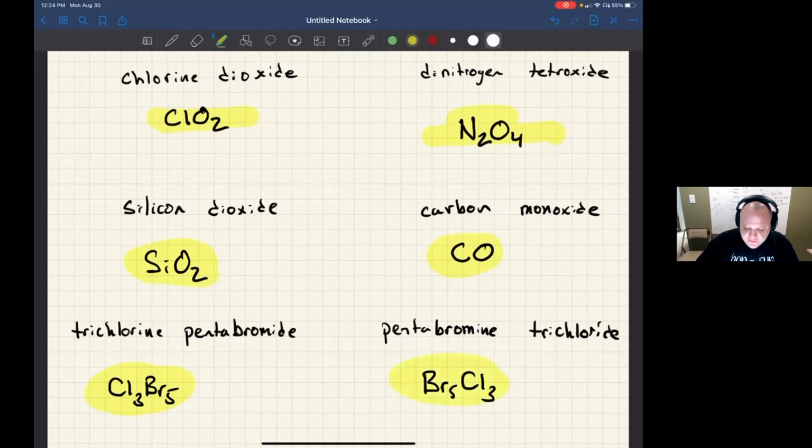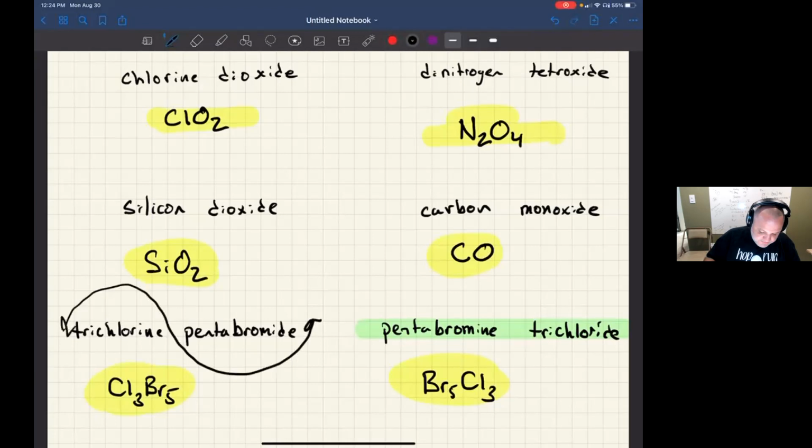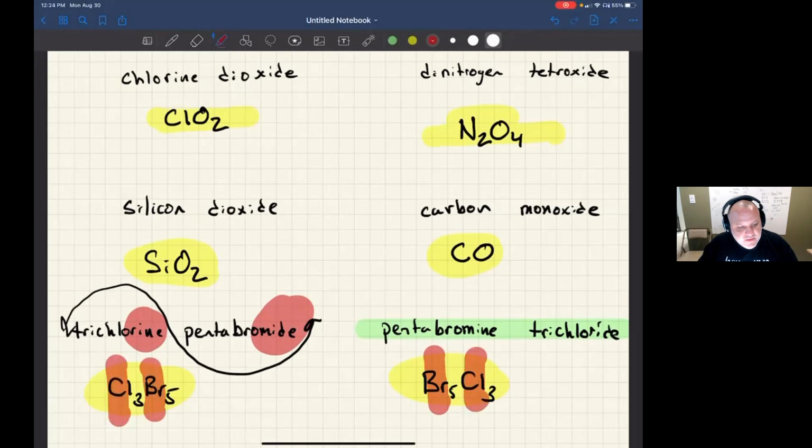and I wanted to do this fictitious example to point out how the name changed. It's not pentabromide trichlorine. In other words, it isn't a literal reversal of these two names. These prefixes are important. The atom prefix for the first atom and the ion prefix for the second atom, depending on which atoms come first in the compound formula. Okay, that's it.